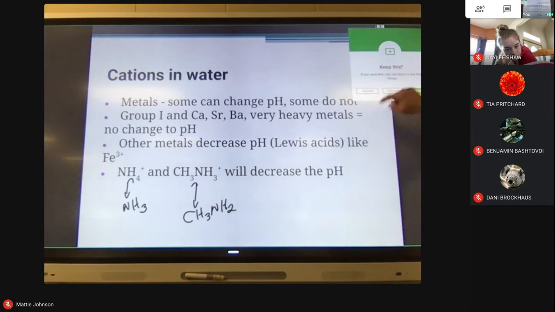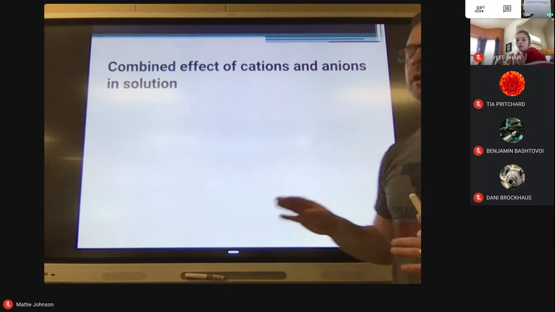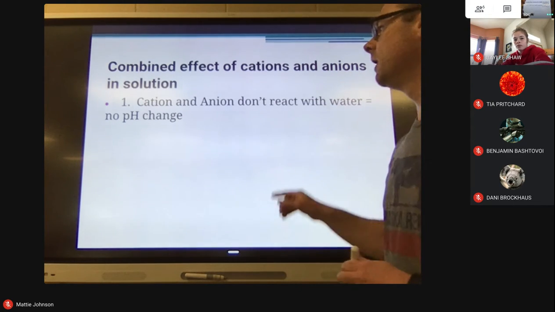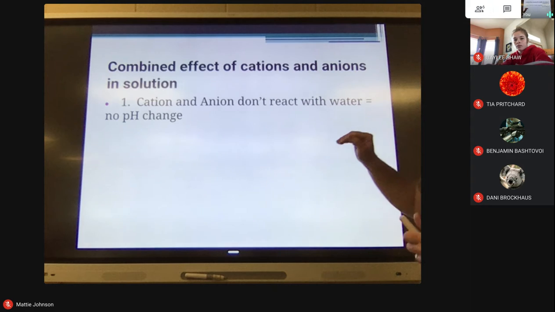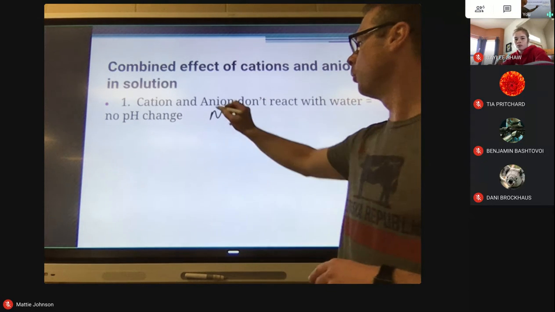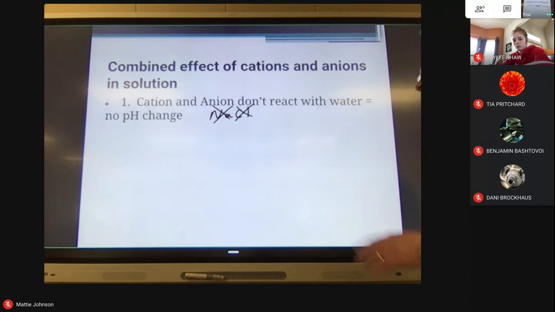So, kind of our little flow chart and kind of combined effects of these things in solutions. Okay? So this is kind of a summary of what we just talked about. And then we'll do one example and then we'll be done. If the cation and anion do not react with water, there's no pH change. If you want an example of that, we would say NaCl. Very easy. Group 1 metal doesn't do anything. Conjugate of a weak acid or strong acid doesn't do anything. Okay?